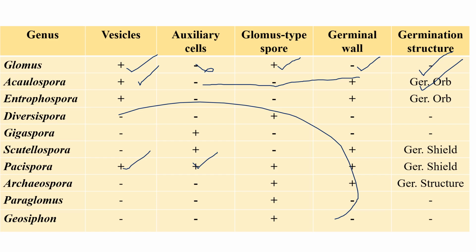There is only one genus that produces everything. For example, Acaulospora produces vesicles, auxiliary cells, glomus-type spores, as well as germination wall, and it also has a germination shield. So among all this Glomeromycota group of fungi, it is producing almost all kinds of structures like vesicles, auxiliary cells and so on. So these are some common features about Glomeromycota.